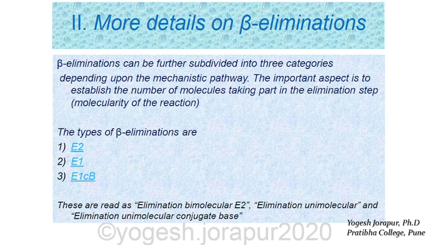The types of beta eliminations are E2, E1 and E1CB. We are going to discuss each of these reactions one by one. These are read as elimination bimolecular, that is E2, elimination unimolecular, that is E1, and elimination unimolecular conjugate base, that is E1CB. So let's discuss each reaction in detail.